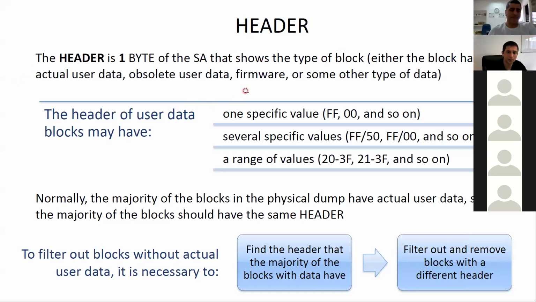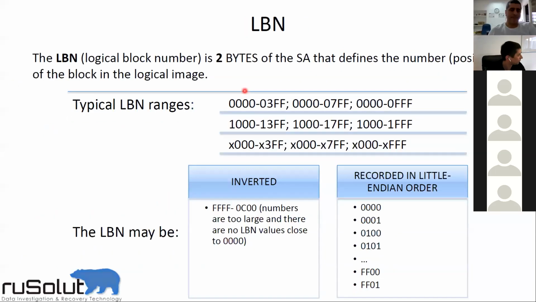Right, so that's the header information. Now let's see what we can say about LBN. LBN stands for logical block number. It's 2 bytes in the service area and defines the number or position of the block in the logical image. That means that the very first block with the boot sector or with the MBR has LBN 0000, or something close to 0.